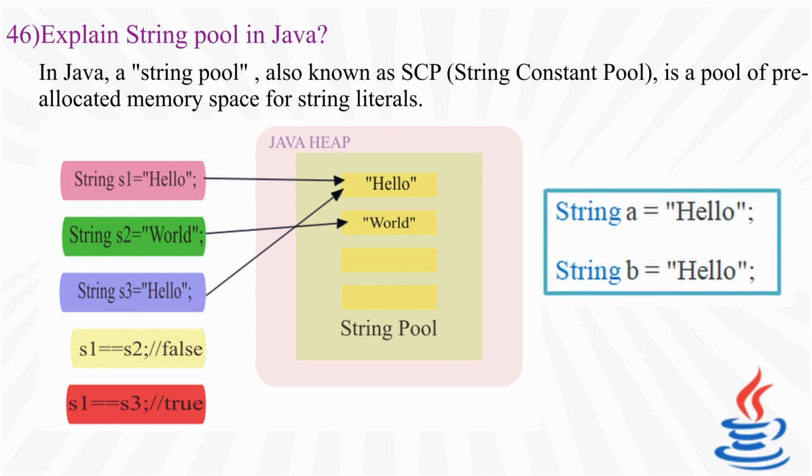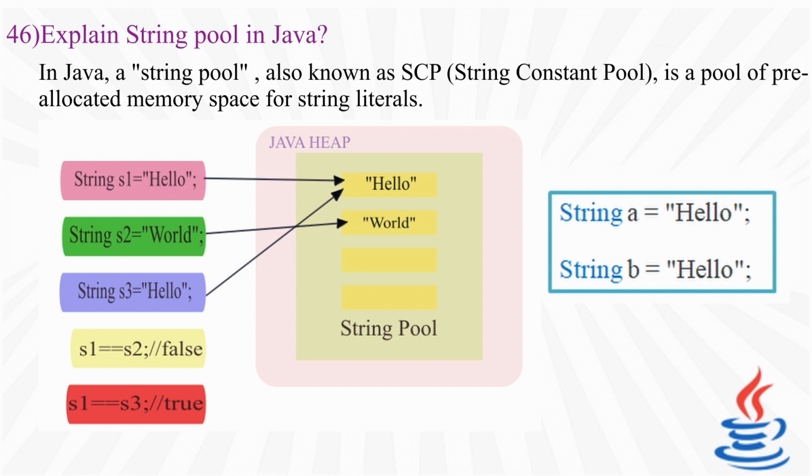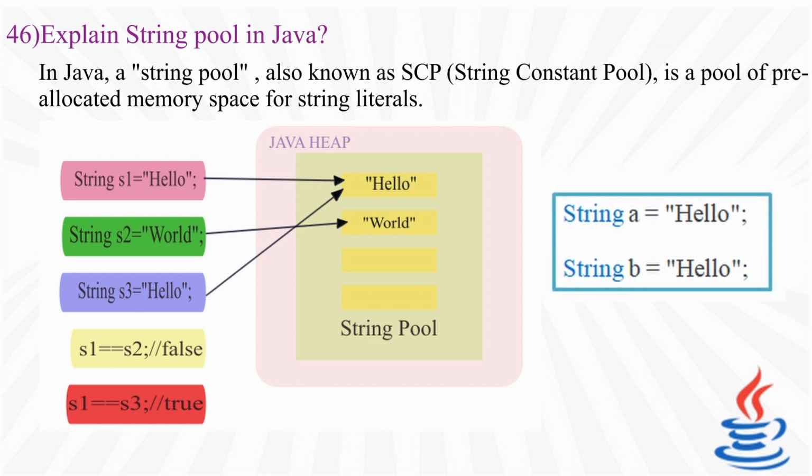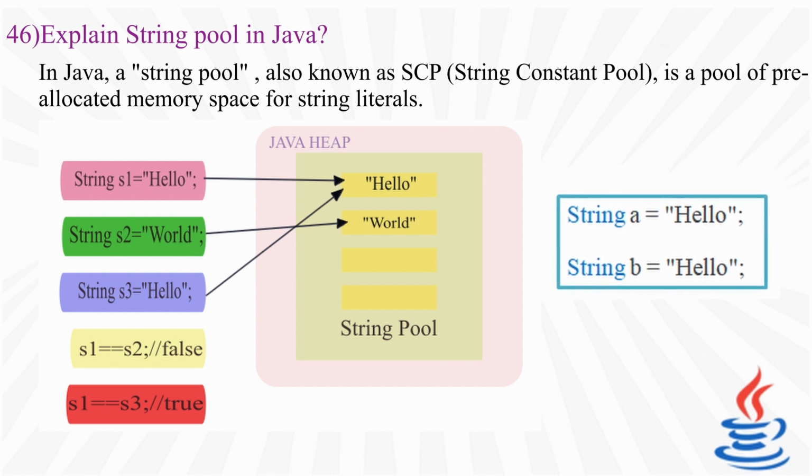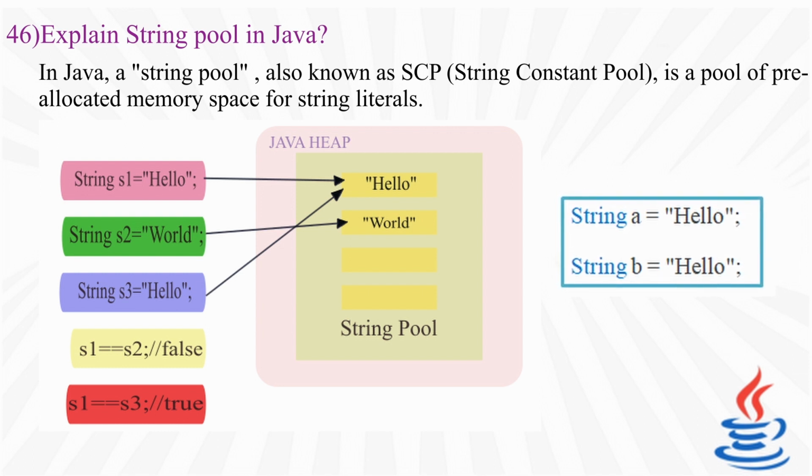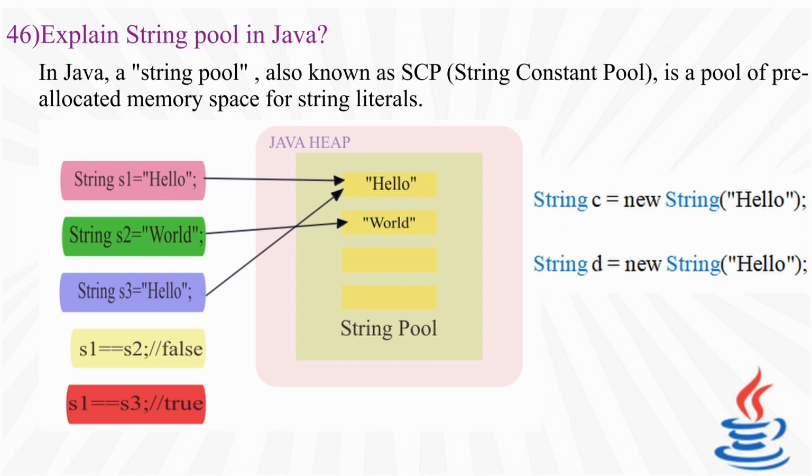Since Java maintains a string pool, it will create only one string object in memory for hello, and both a and b will refer to the same object in the pool. This means that a == b will evaluate to true. However, if you create a string object using the new keyword, Java will create a new object in memory every time, regardless of whether the string is already present in the pool.